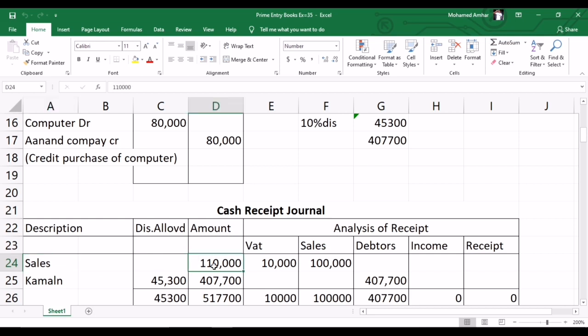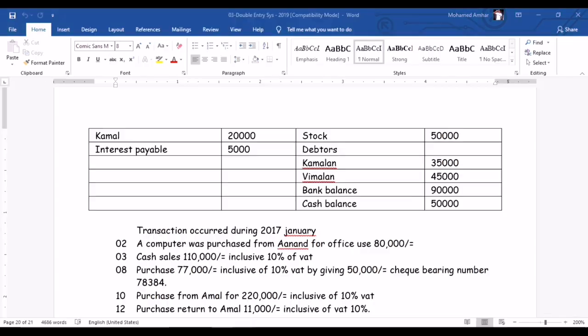110,000, and in this 110,000, how much is VAT? 10,000, and the balance 100,000 is sales. So you have to record the amount separating into VAT and sales in the analysis of received columns. Next, read the question.